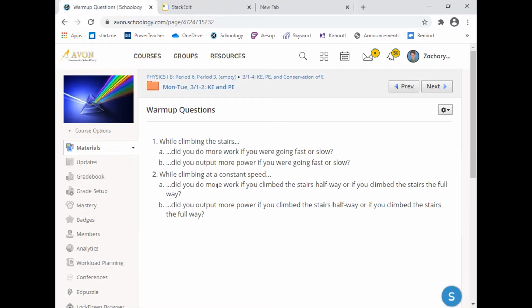Okay, now let's say that instead you're going at a constant speed. Do you do more work if you go halfway or all the way? Do you do more power if you're going halfway or all the way? Again, assuming that you're going the same speed. Tell your partner what you think about 2A and B. What do you think?